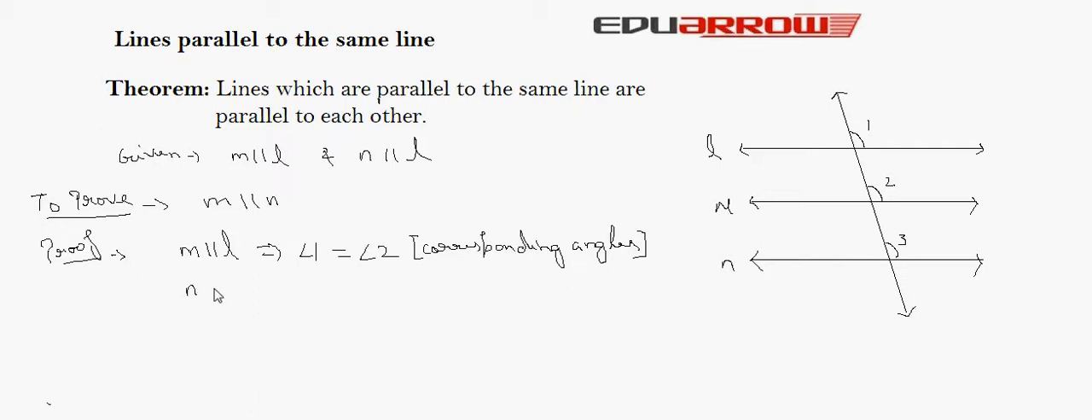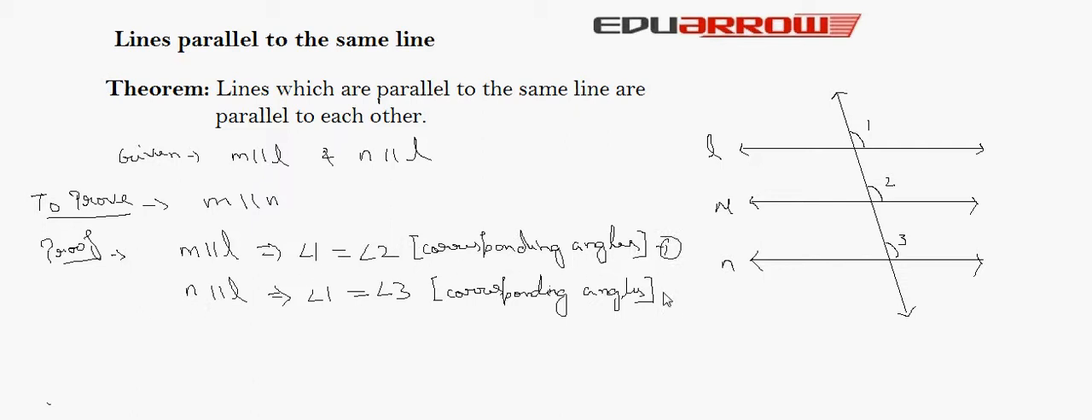Now, line N is parallel to line L. Therefore, their corresponding angles are also equal. So, we can write here angle 1 is equal to angle 3, as the corresponding angles are equal. As these are corresponding angles because the transversal is cutting the parallel lines M and N and the parallel lines N and L.